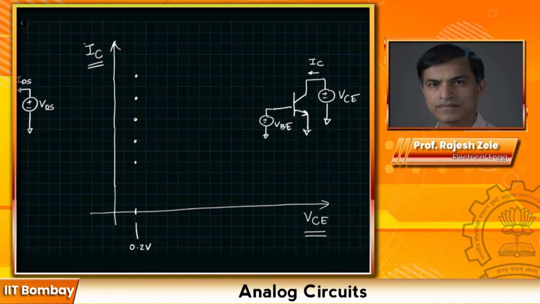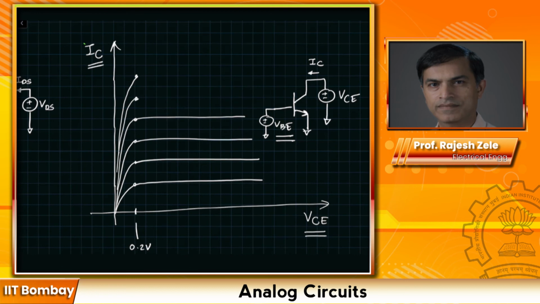And for different values of VBE, we get more and more current flowing. So for example, we have a curve that looks like this. All these curves are really sharp. If VCE is greater than 0.2 volts, then the transistor is in the active region. And in that region, the collector current is fairly independent of VCE for different values of VBE. So this is VBE1 and this is VBEN.